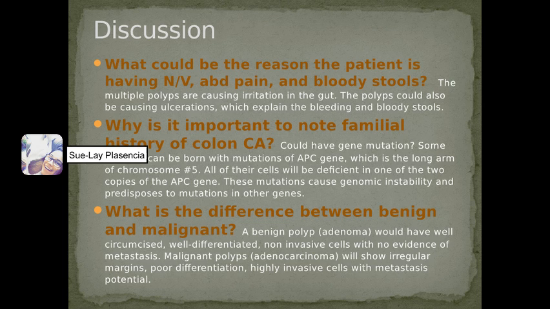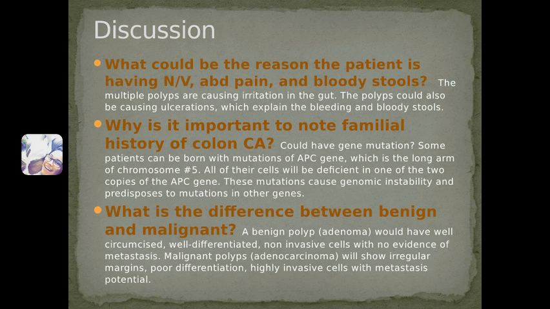Okay, so what could be the reason that the patient is having nausea, vomiting, abdominal pain, and bloody stools? For the nausea, vomiting, and abdominal pain, the polyps and the mass are causing major irritation in the gut. It's not supposed to be there, so of course it's going to be causing issues. The polyps could also be causing ulcerations, which can explain the bleeding and the bloody stools. So this is why when patients have bloody stools, we don't just think hemorrhaging. It's not usually superficial like the hemorrhage. Sometimes it could be polyps that can be causing issues.